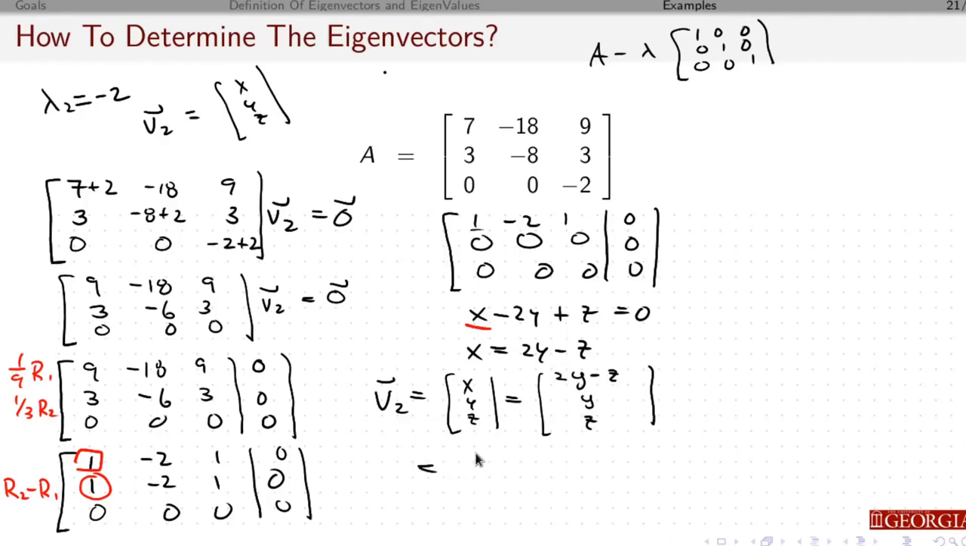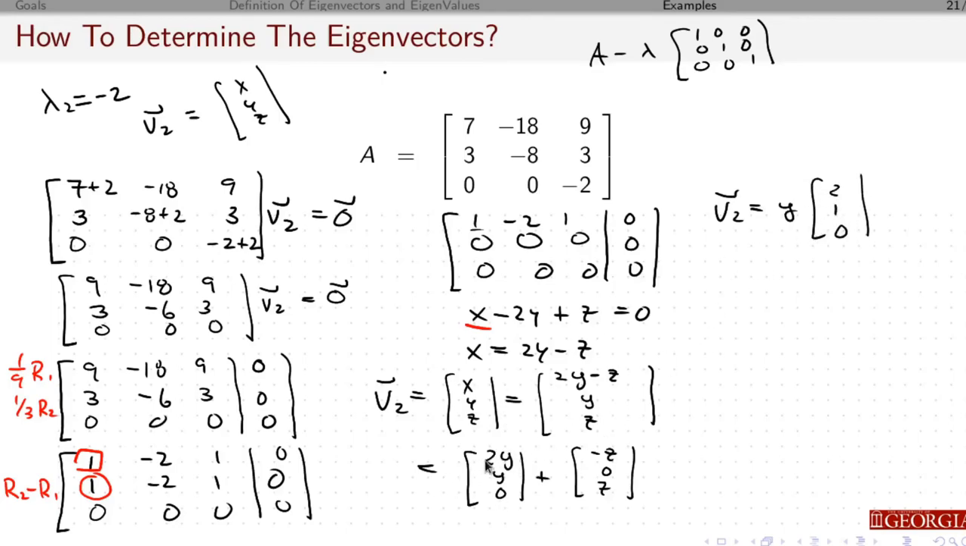I'm going to play a game here. I'm going to break this up. Anything with a y, I'm going to put in one vector. Anything with a z, I'm going to put in a separate vector because I'm adding and subtracting them. And now, since this only has y's, I can write this as 2, 1, 0 times y. And this I can write as z times minus 1, 0, 1.